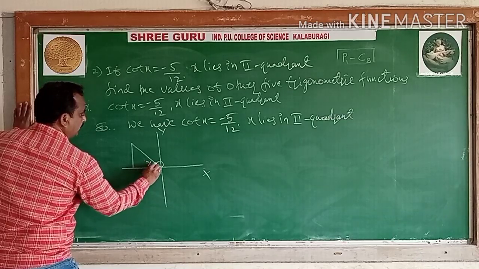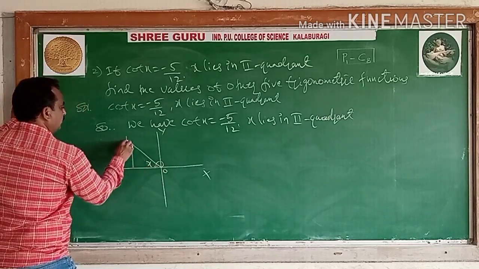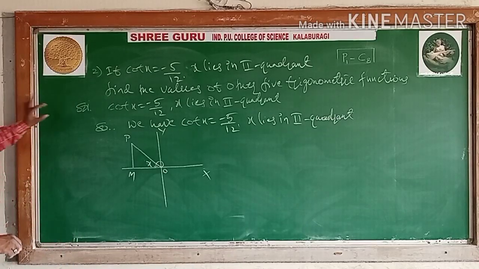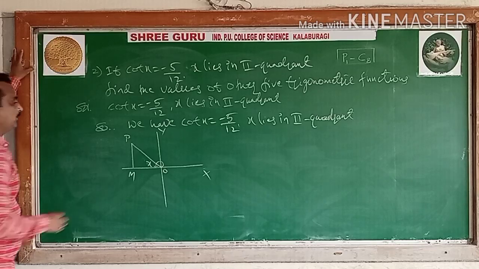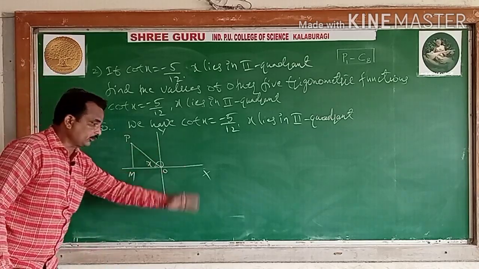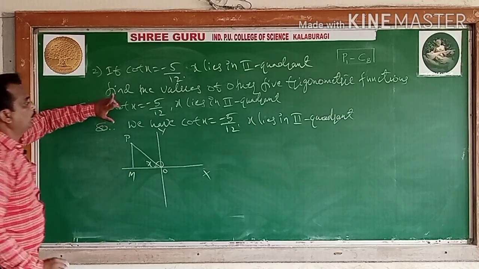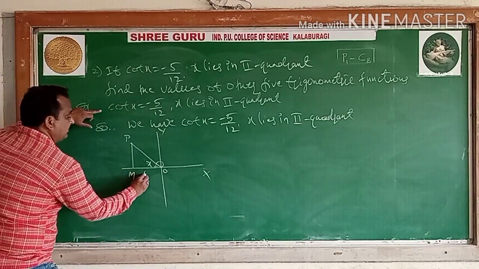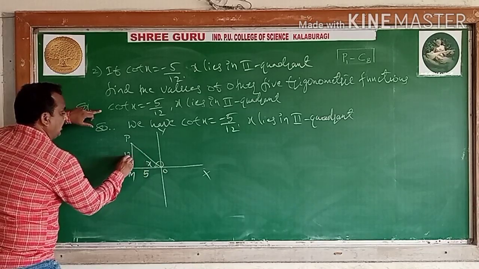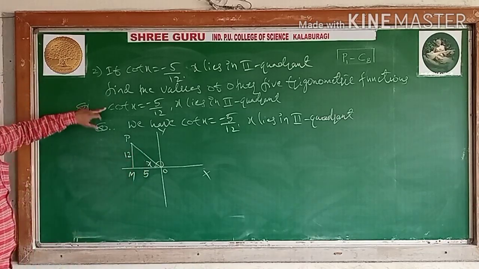It is O, it is P, it is M, PM perpendicular. What is the point here? The point that we have to place these values. The point is not given here; the trigonometric function values are given in terms of ratios. What is cot here? Adjacent side by opposite side, 5 by 12.